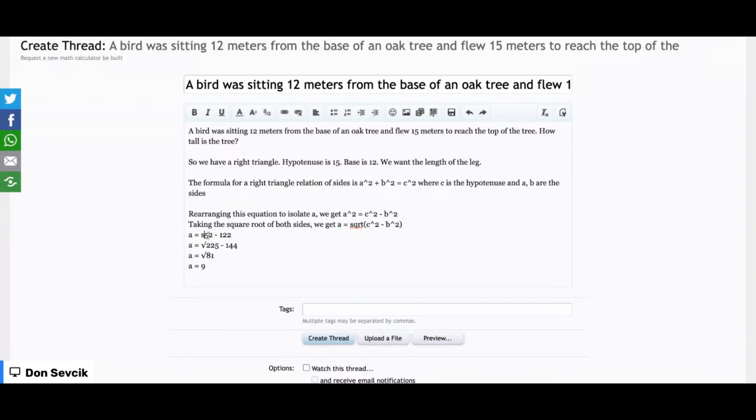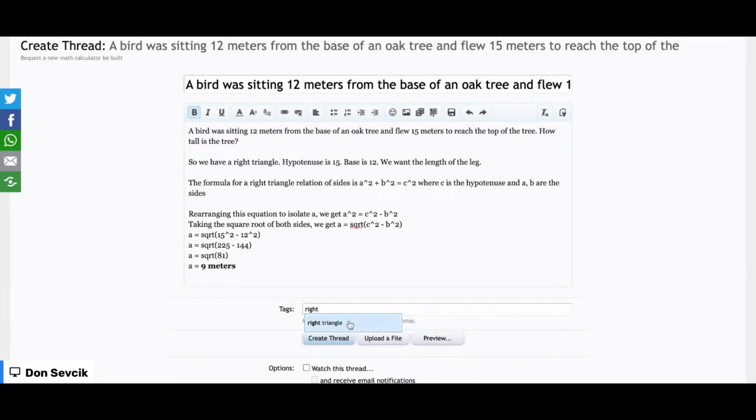A equals the square root of, what do we got? 15. Okay, so 15 squared minus 12 squared, right? Because those are our hypotenuse minus one of the sides. We've got the square root of 225 minus 144, square root of 81, which is 9. So the tree is 9 meters high.